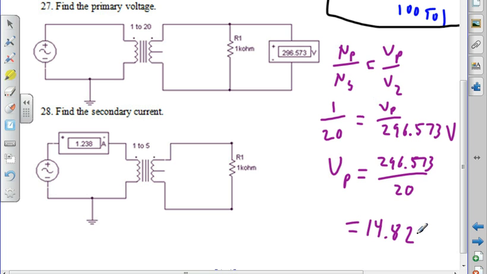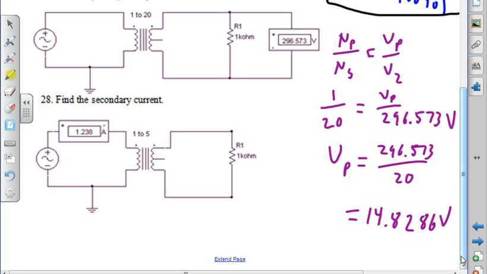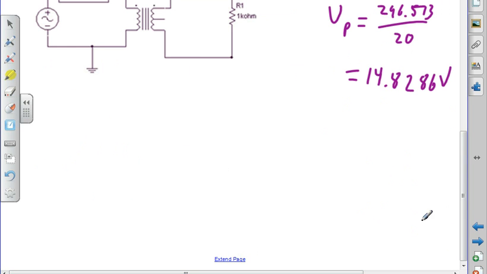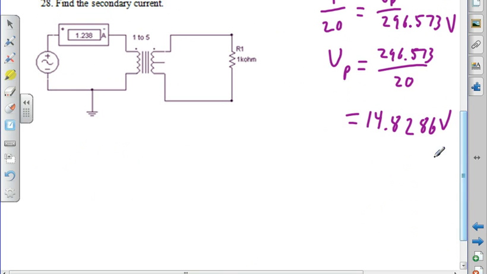14.8286. 14.8286 volts is how I would call that. At this point in the test, you've already missed something, so if you call it 14.8 volts, I probably count that right. It's only in Dustin's case would we have to have all 6 significant digits, assuming he didn't have anything wrong by then.